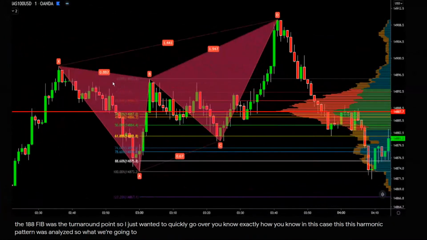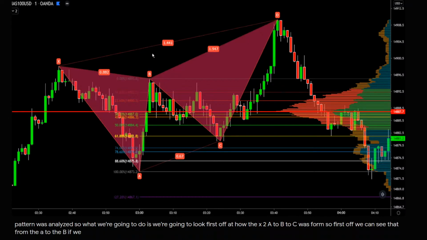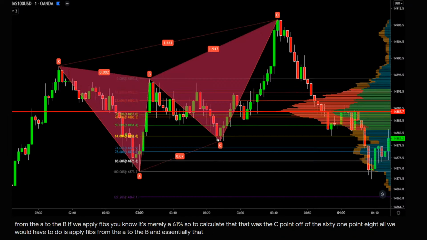So what we're going to do is look first off at how the X to A to B to C was formed. So first off, we can see that from the A to the B, if we apply fibs, it's merely a 61% retracement to get to that C point. So to calculate that C point off of the 61.8, all we would have to do is apply fibs from the A to the B. And essentially, that 61 being the C point gave us an idea that this pattern may form a W if it was to hold that level.